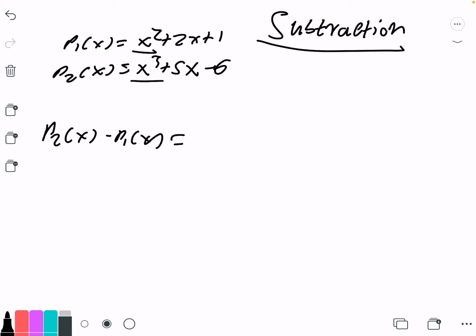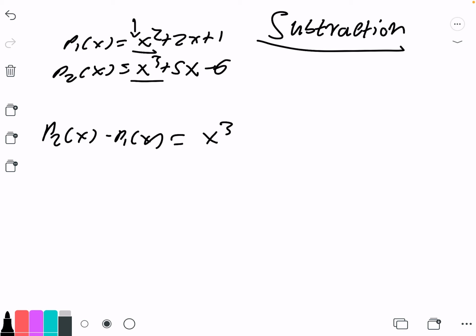So we are going to consider all our like terms again. So we have x cubed in P2, and we have a 0x cubed in P1, because there isn't actually an x cubed term in this polynomial, but we put it there anyway, just so that we can kind of conceptualize our subtraction. So we just have x cubed.